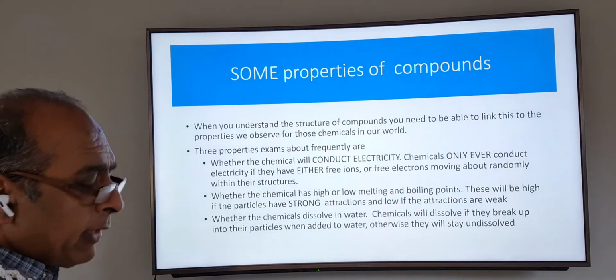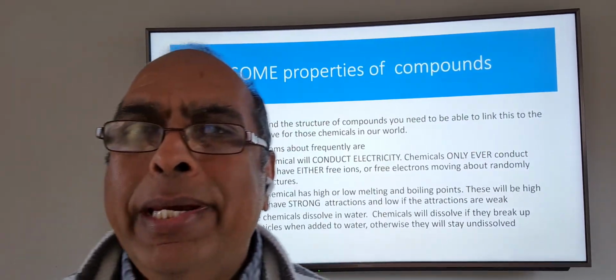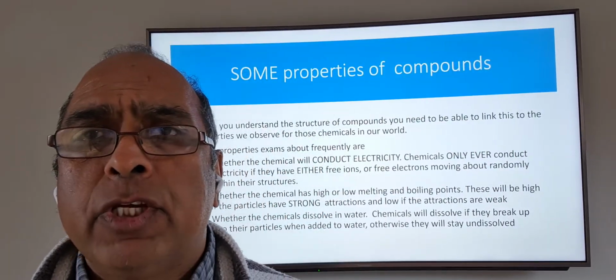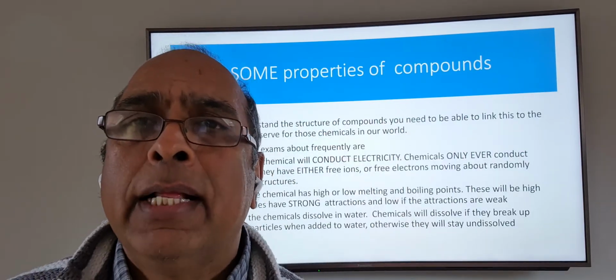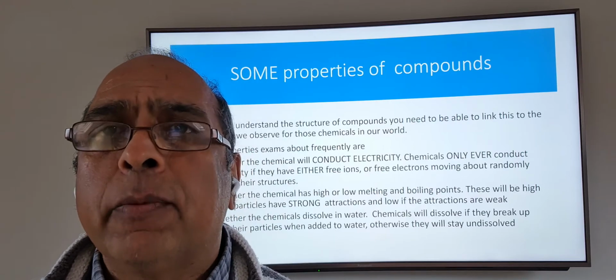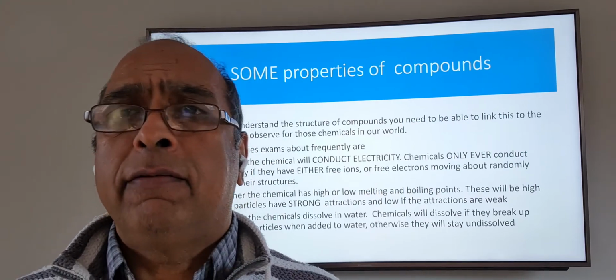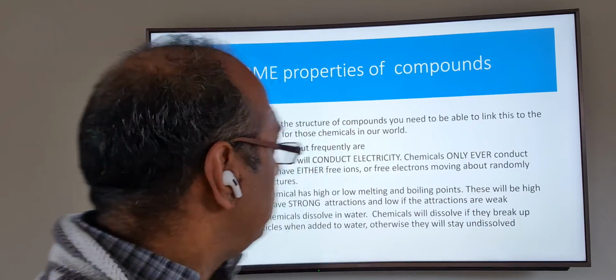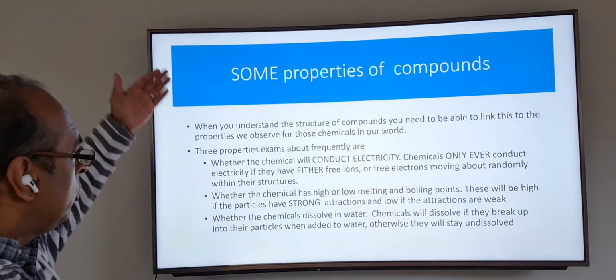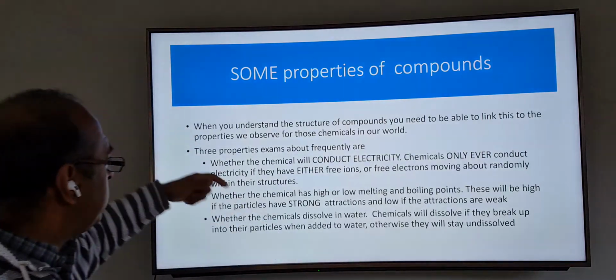So, if we know the structure, like strong attractions between positive and negative ions, then we should be able to link that to the properties of those compounds that have this kind of bonding within them. So, when you understand the structure, you should be able to link it to the properties.